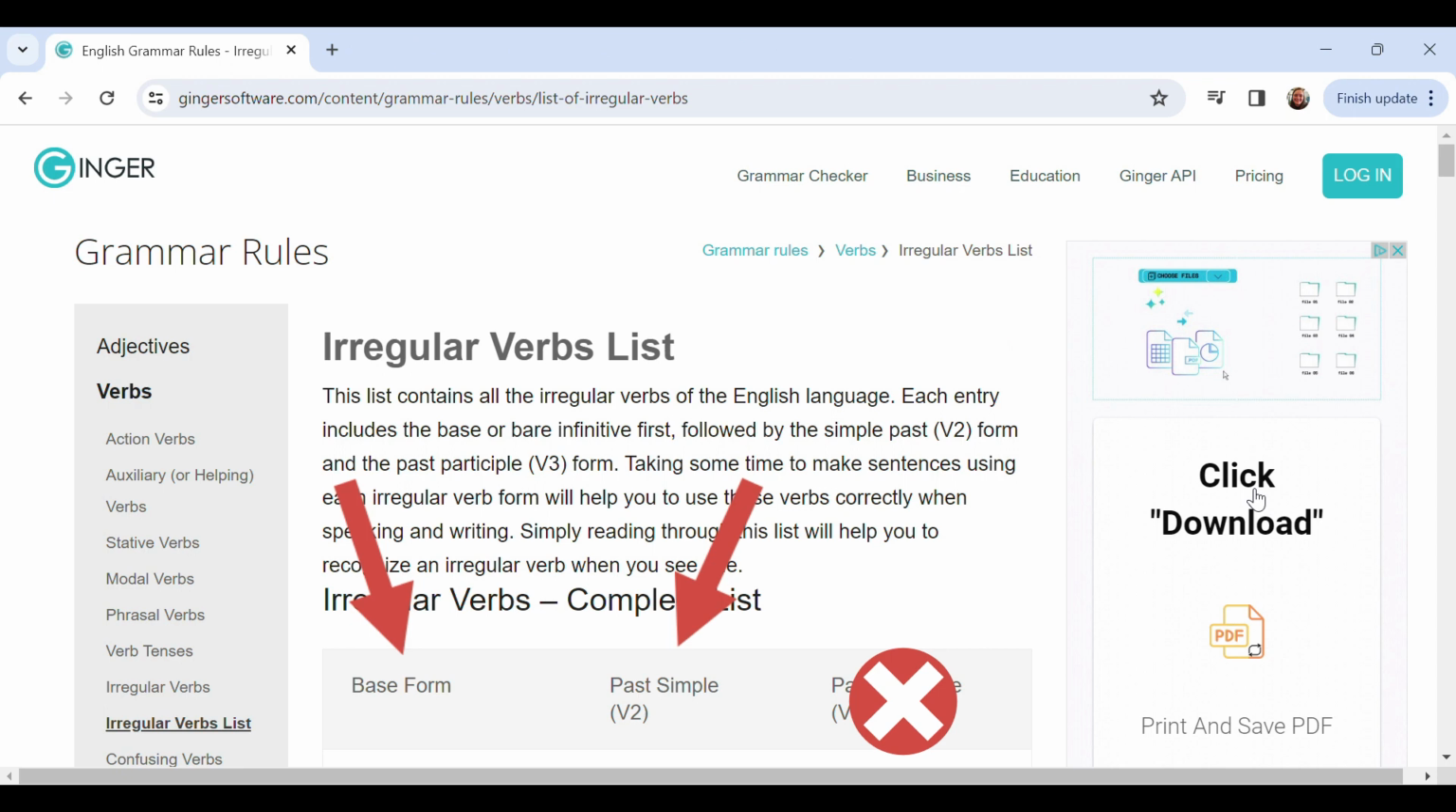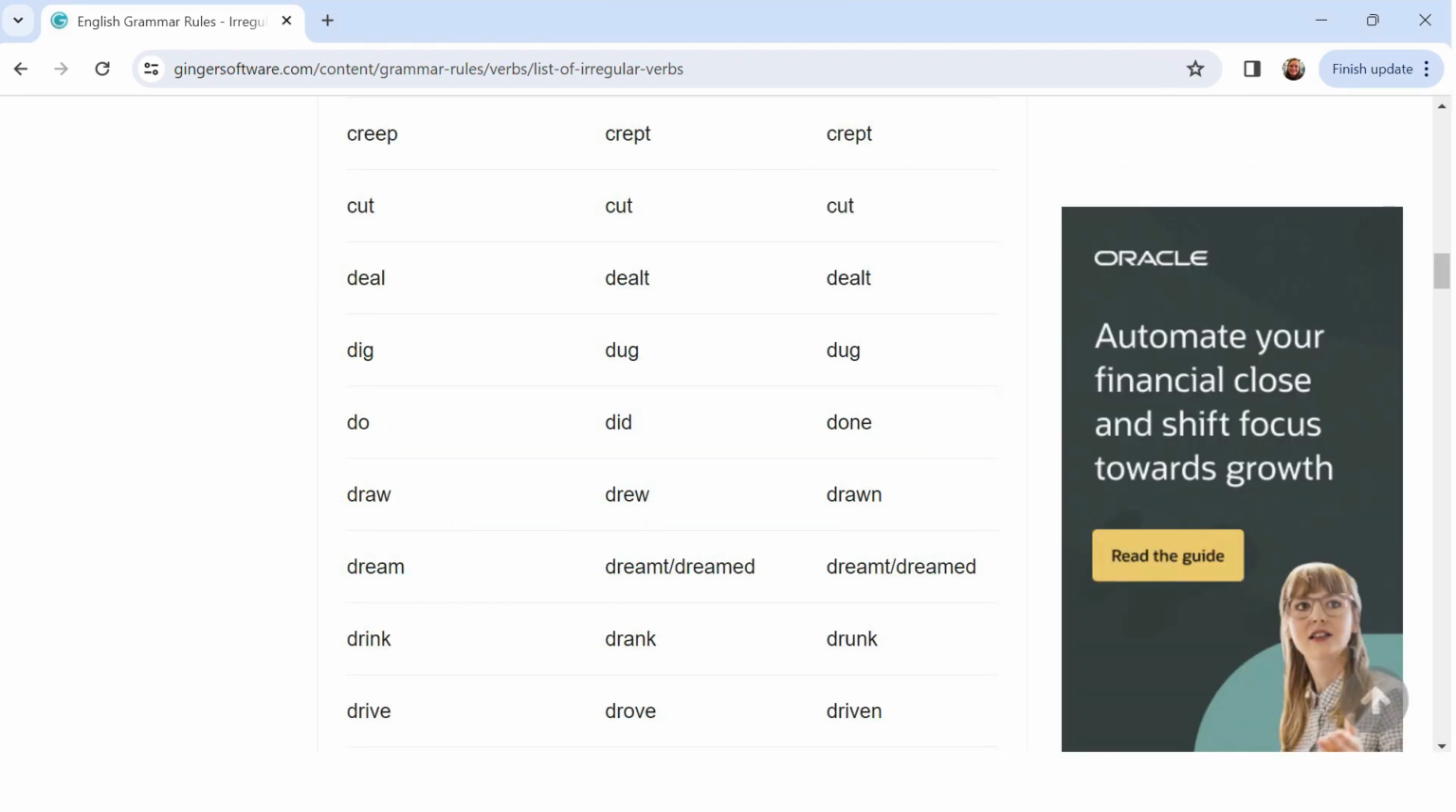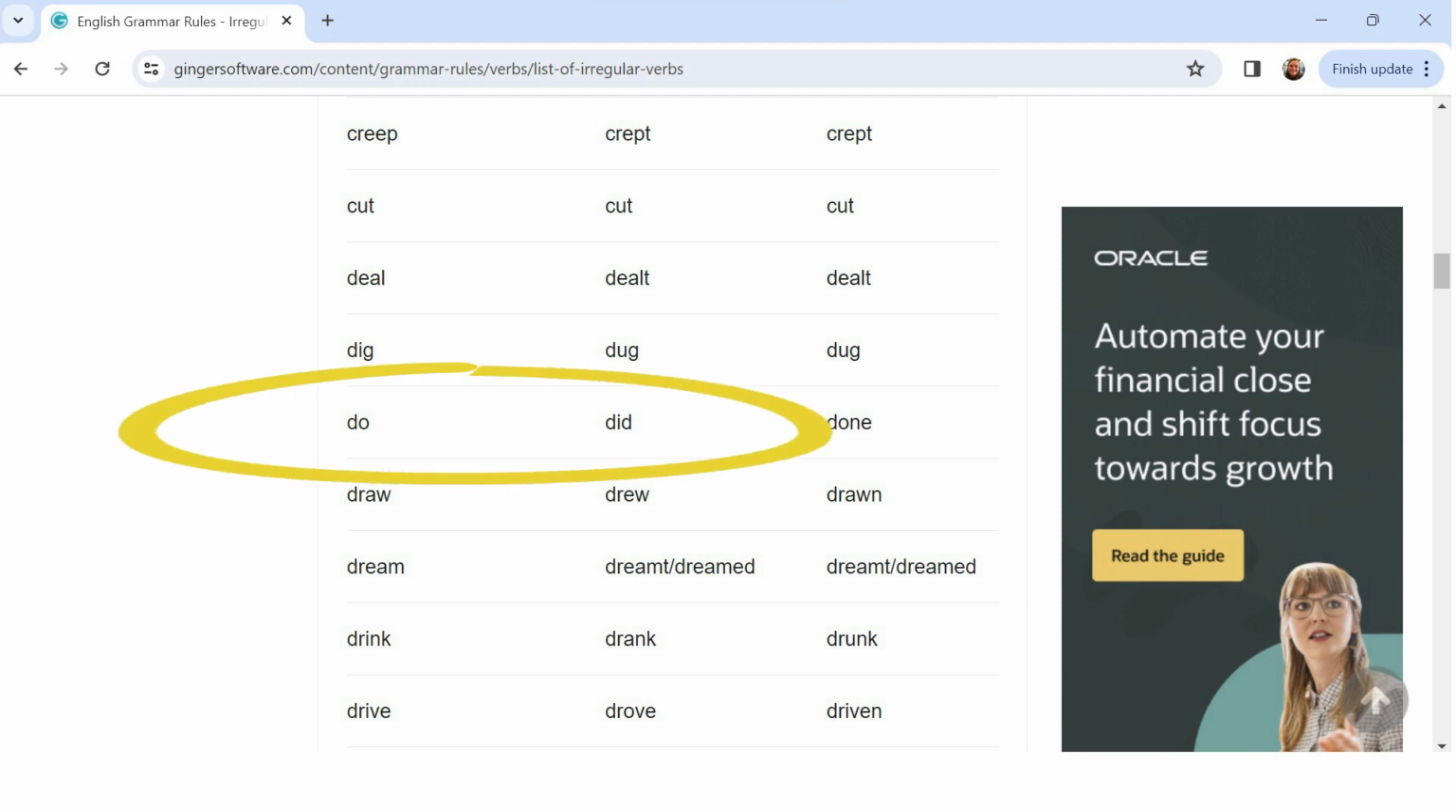So, how can we use this table? Firstly, let's choose a verb that we want to use in the simple past tense. How about do? So, let's look at our verb table. Is it here? Yes, there it is. So, do is the root verb, and if we look in the second column, we can see that in the simple past tense, do becomes did.